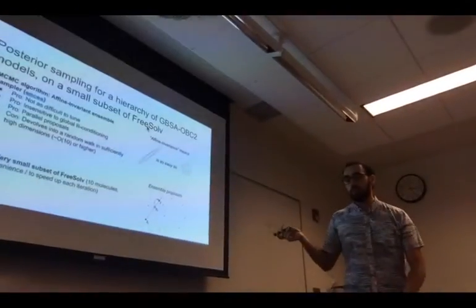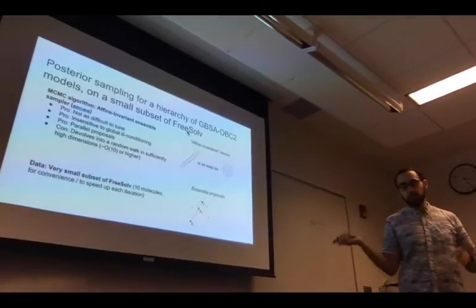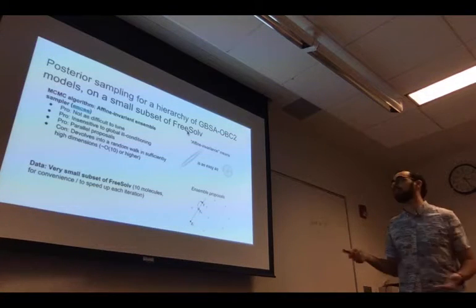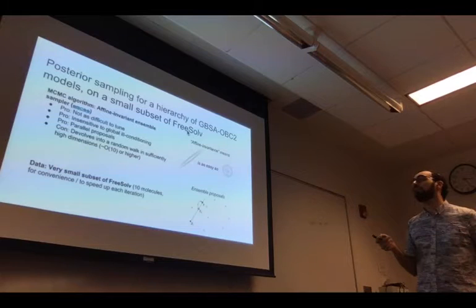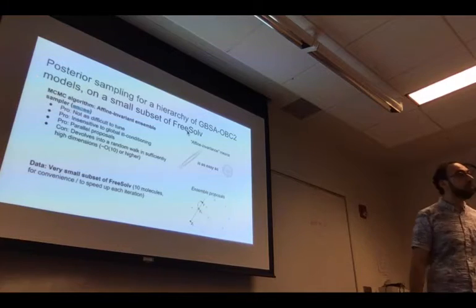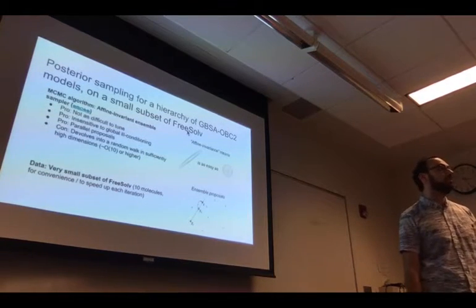And I'm going to sample the posterior with respect to the continuous value parameters for each one of those models, and then do some sort of model comparison experiment. So some details of what I'm going to show you. Which GBSA model is this? OBC2.